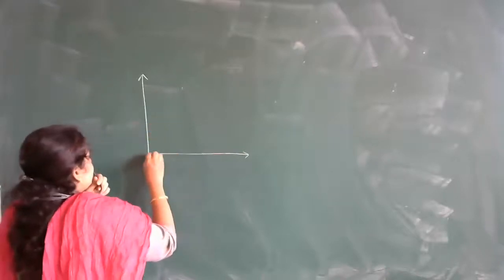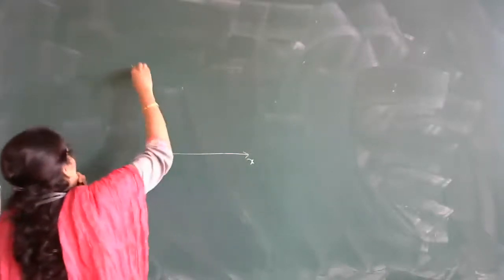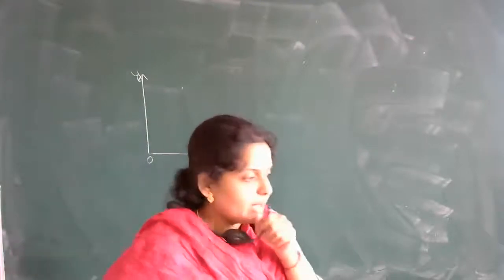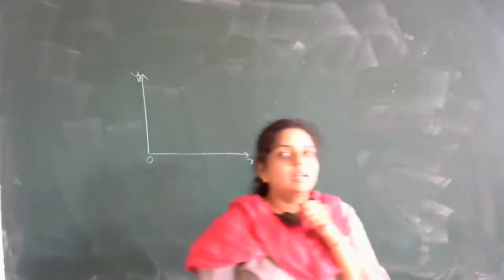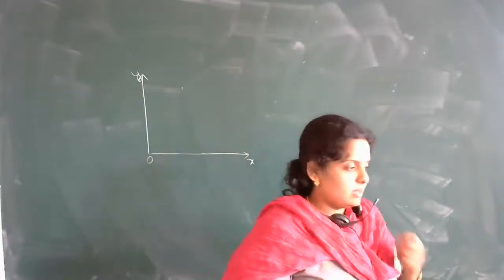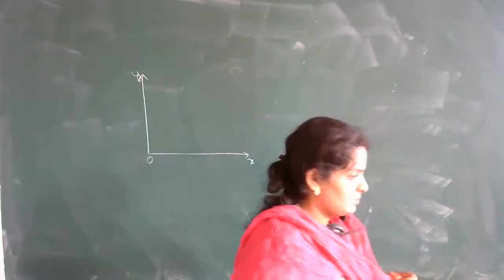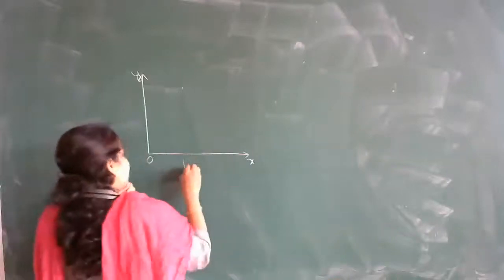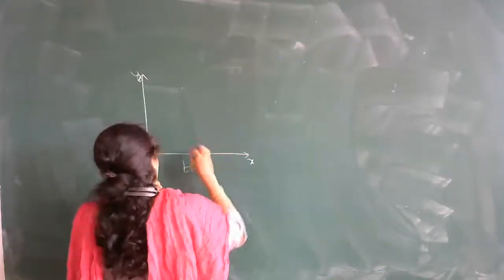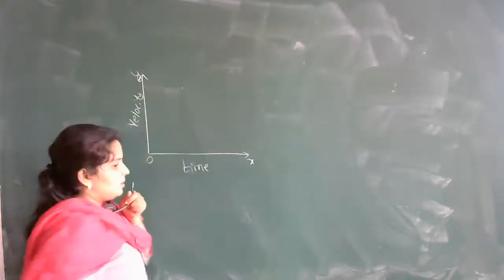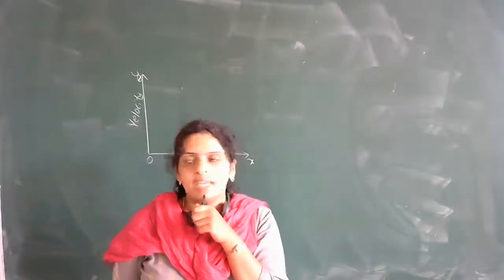So here this is the origin, this is our x-axis, and this is our y-axis. Can anybody tell me what we take along the x-axis? It is a velocity time graph. Along the x-axis, do we take time or velocity? It is time. Along the x-axis we consider time, and along the y-axis we consider velocity.